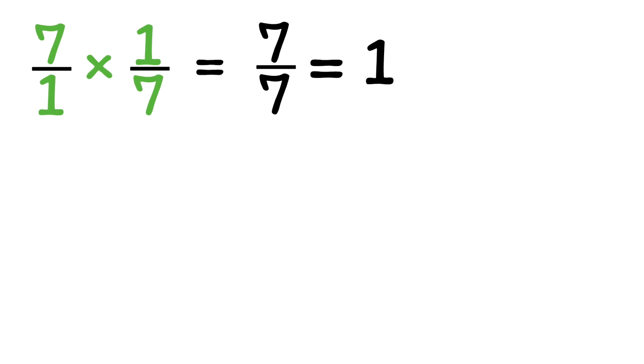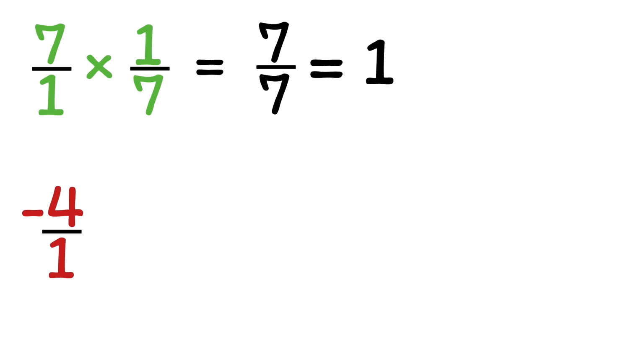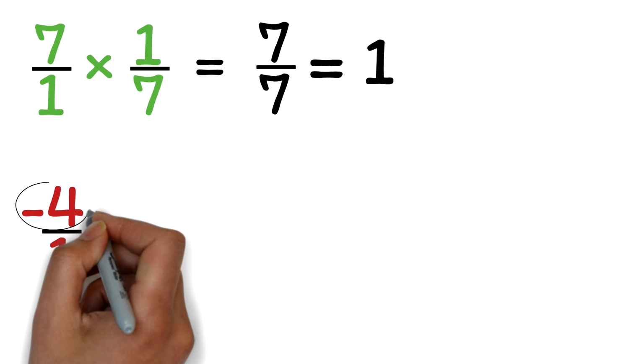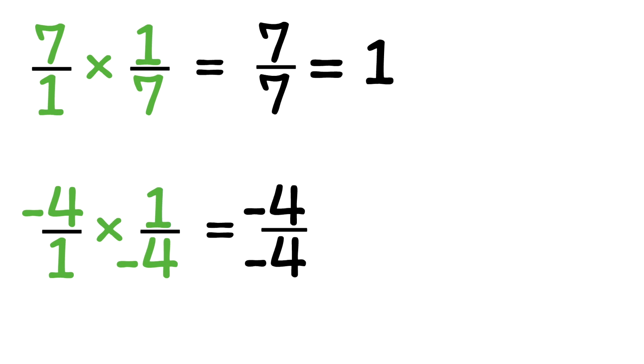Let's do another example. Let's say we have -4. The -4 is the same as -4 over 1. Next, to find the reciprocal, we swap the positions of the -4 and the 1. So the -4 moves to the bottom and the 1 comes up top. So we have -4 over 1 times 1 over -4. -4 times 1 equals -4. And 1 times -4 is -4. Next, -4 over -4 simplifies to +1.